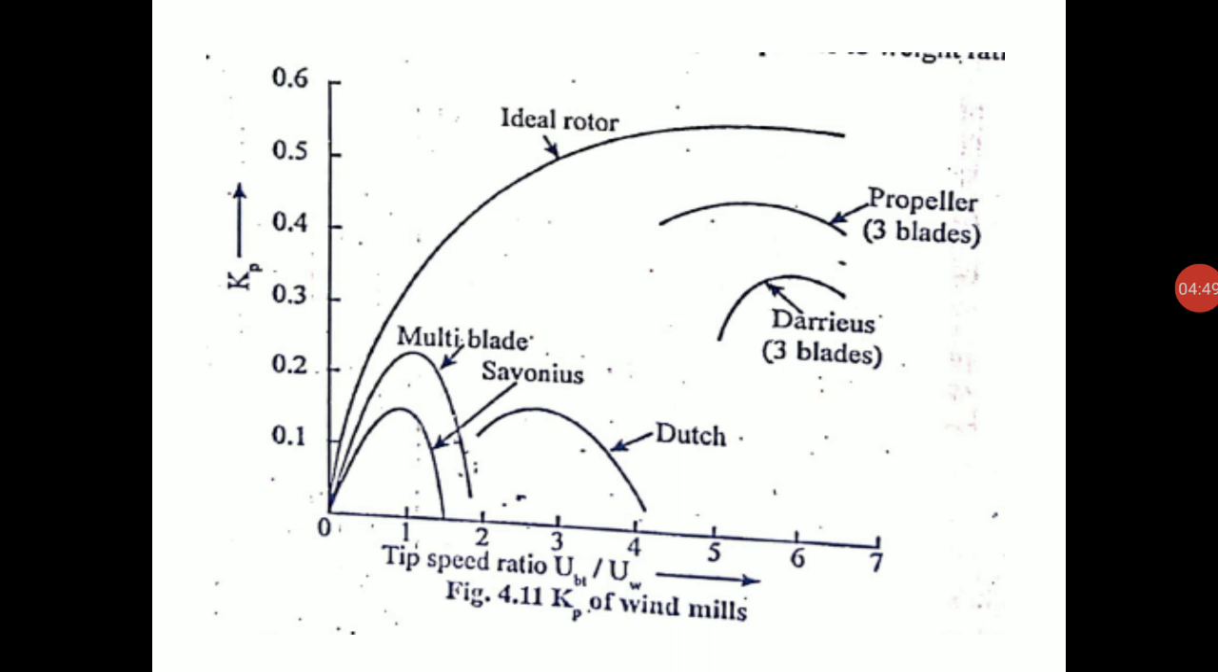So please remember this graph which speaks of the various types of turbines. The ideal rotor should be almost 50 to 55% efficient, but that is not the case. The actual efficiency we get is almost 40 to 45% in propeller turbines, and less than 20% for Dutch and Savonius turbines, and for multi-blade it is almost 22 to 25% efficiency. So this is the coefficient of performance plotted against tip speed ratio. Thank you.